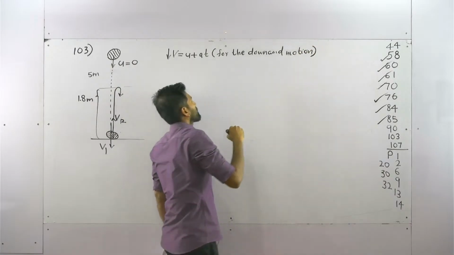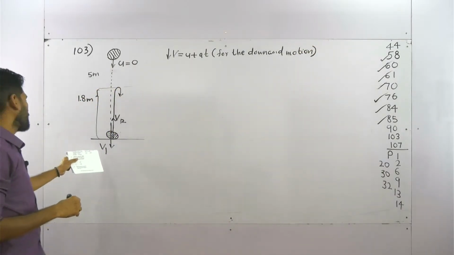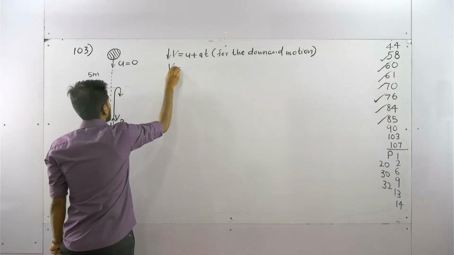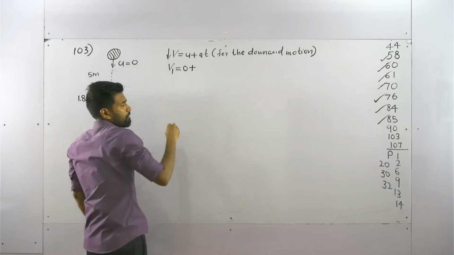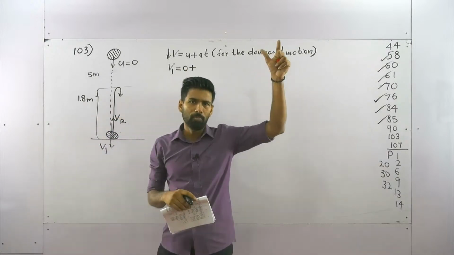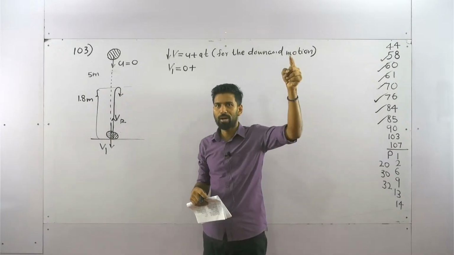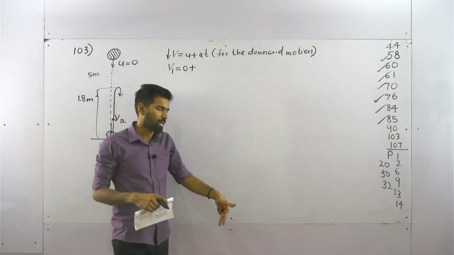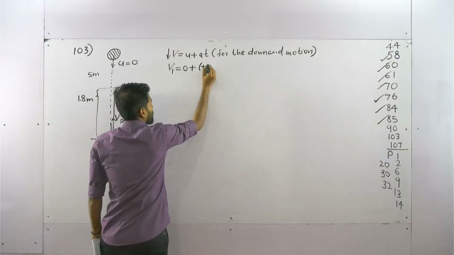I'm applying V equals U plus AT for the downward motion. The velocity when it hits the ground is V1. Initially it was dropped, so it's 0. When an object starts from a higher point and comes towards the ground, the acceleration of gravity is plus g.